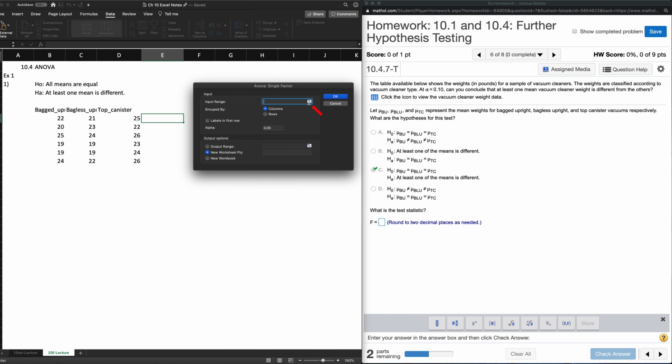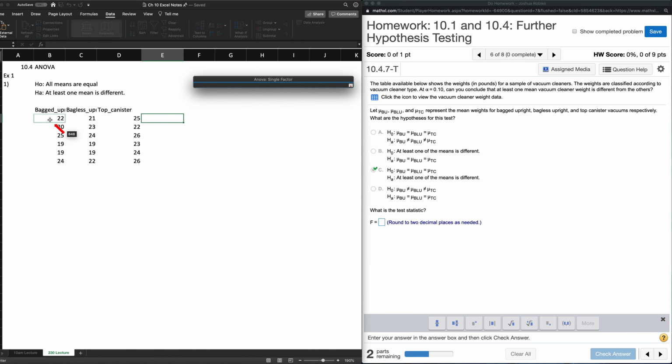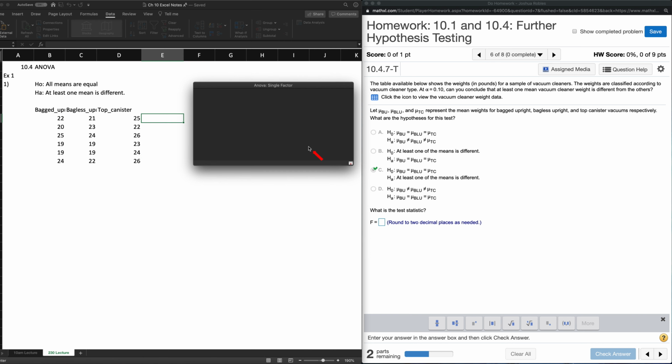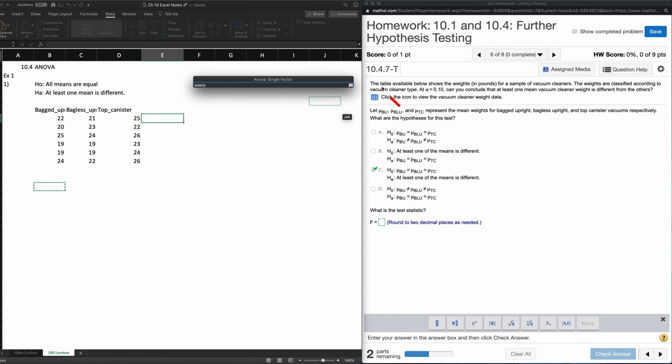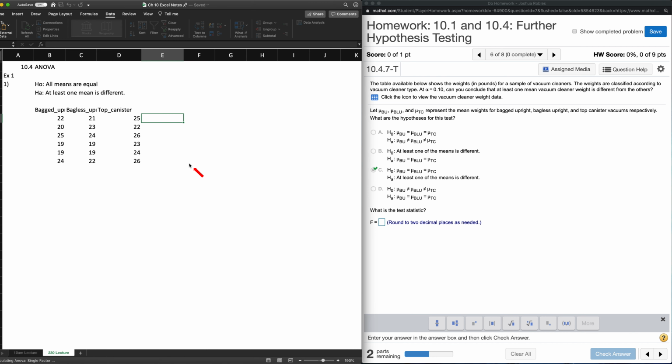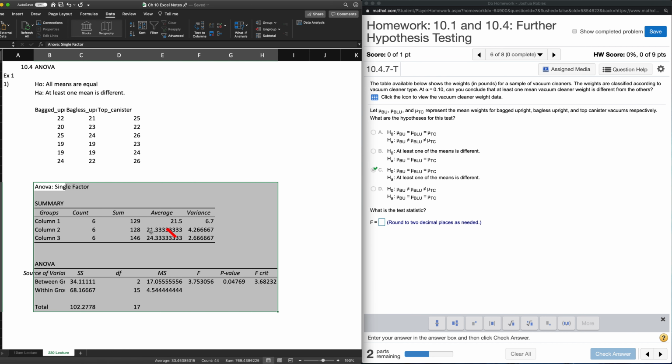So our input range here. I didn't select the labels, so I'm not going to choose labels. And my data is organized by columns. Each of these columns is different, so just make sure to be careful with that. I like to output my range on the same page I'm working on instead of a new page. Okay, and so that's it. So this is going to get us all the information we need.